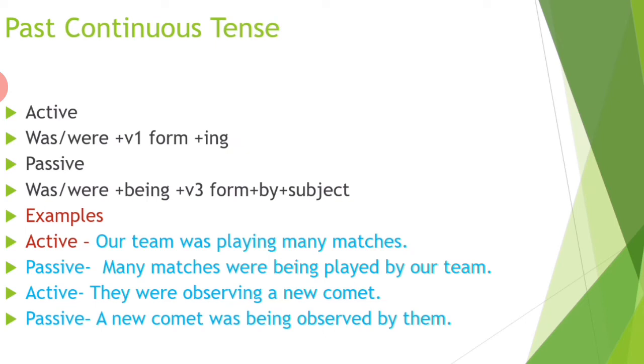While changing into passive voice, what do we use? Was, were as a helping verb, then being, then third form of the verb, then by, then subject. See the examples. Our team was playing many matches. How do we change it into passive voice?